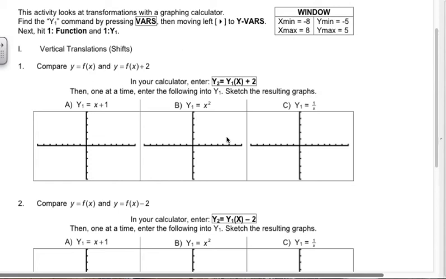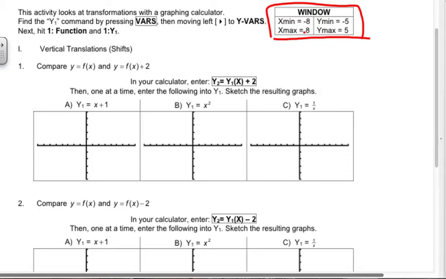Technology. We should be on page 1. My emulator isn't working, but this thing basically gives you the tricks on how to do it. First thing you notice is the window here. You go into your window key and set your Xmin and Xmax and Ymin and Ymax equal to these things. Now this comes back in.